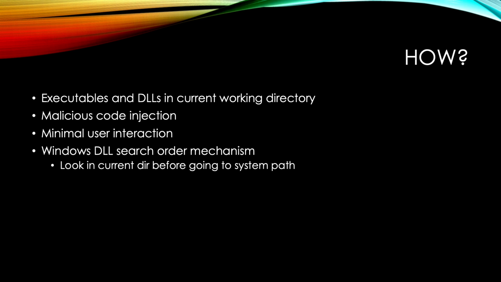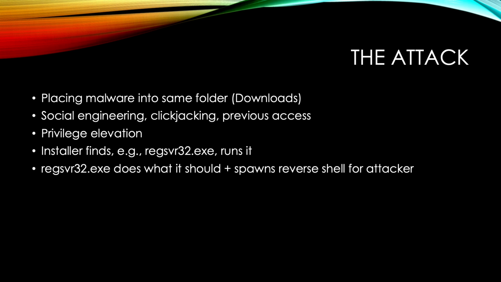The only tricky thing for the attacker is how to get the malware, for example a corrupted regsvr32.exe, into the appropriate folder. Attackers can leverage social engineering, clickjacking, or use the fact that they might already have access to the user system. This is a typical example of privilege escalation or elevation, since afterwards the attacker can become admin on the device, hence elevating the privileges.